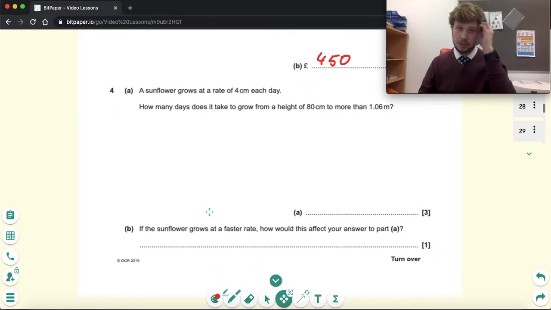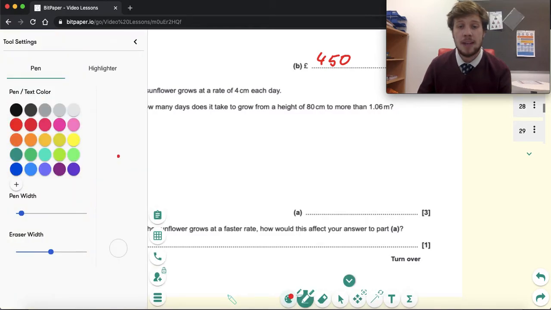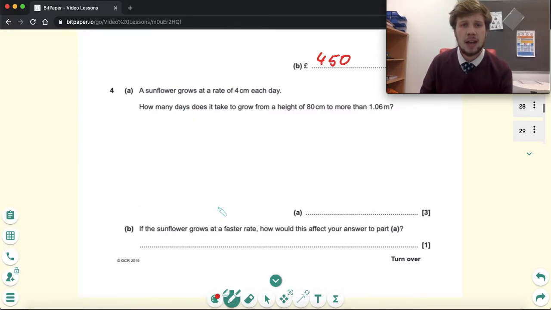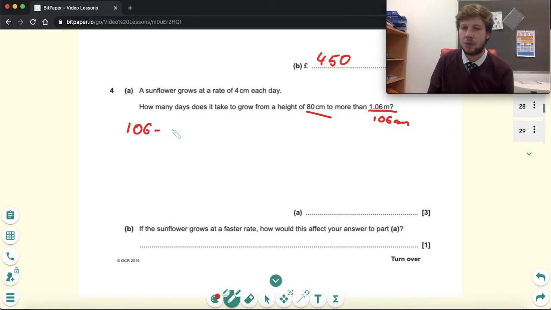A sunflower grows at a rate of 4 centimeters each day. How many days does it take to grow from a height of 80 centimeters to more than 1.06 meters? So 4 centimeters each day, and it starts off at 80. So I'm going to first of all convert them to the same unit. So this is 106 centimeters, and then I'm going to subtract them to see how much it has grown.